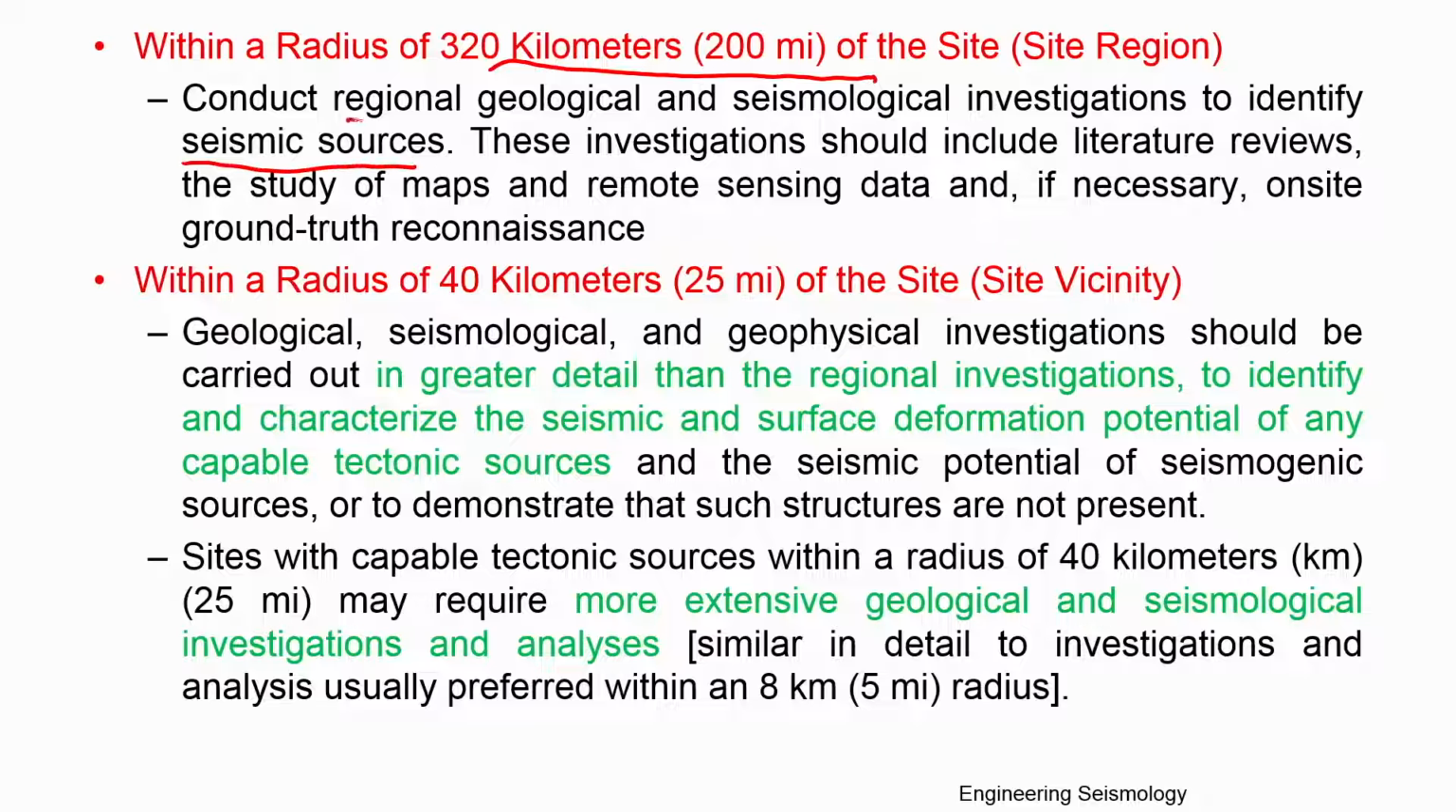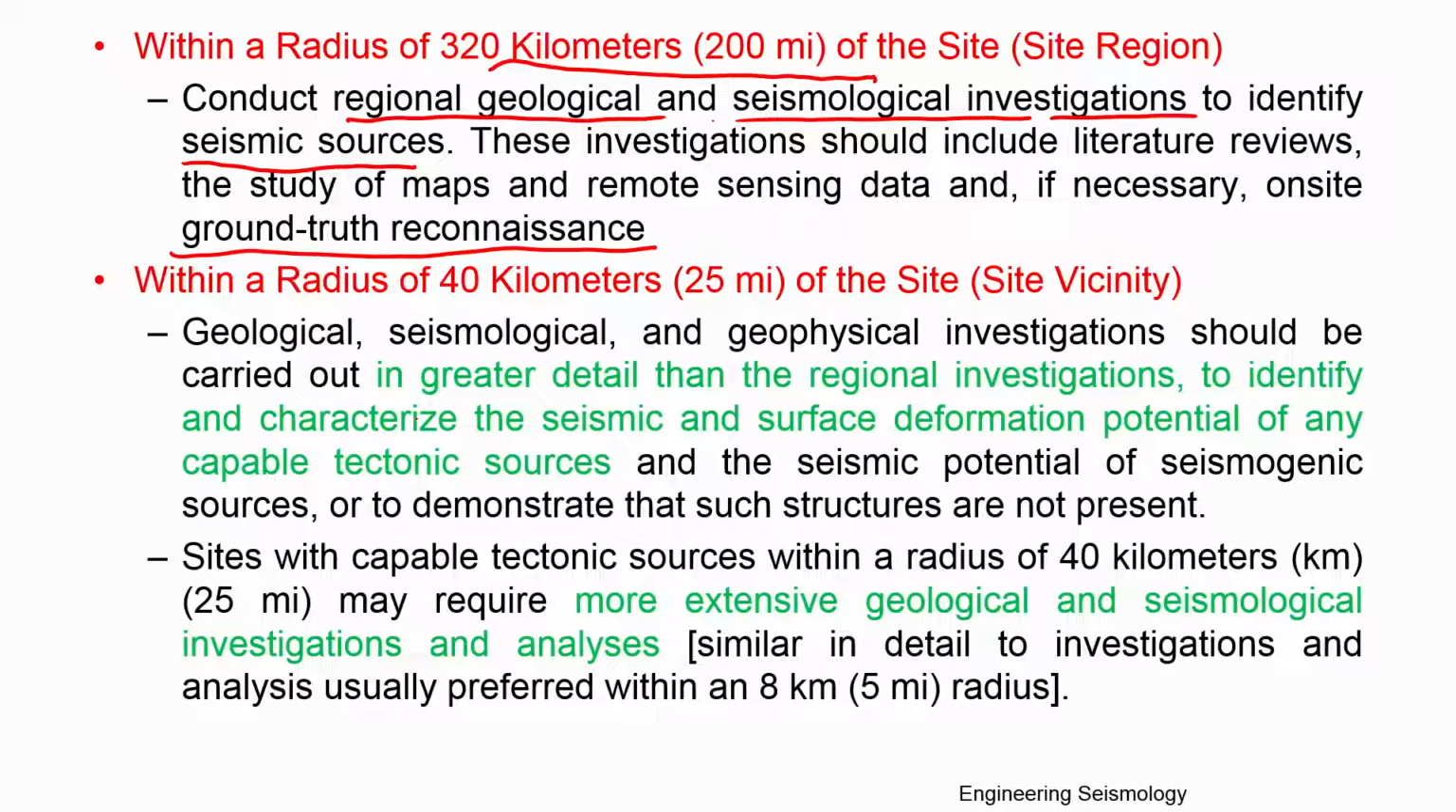People have to go through the literature and carry out seismological and geological investigation and identify the different seismic sources in this radius region. This investigation should include literature review, study of maps, remote sensing data, and if necessary on-site ground reconnaissance. So they say what detailed study you should do. That is the first level. Then within a radius of 40 kilometers, like 25 miles, of the site, the site vicinity, geological, seismological and geophysical investigation should be carried out.